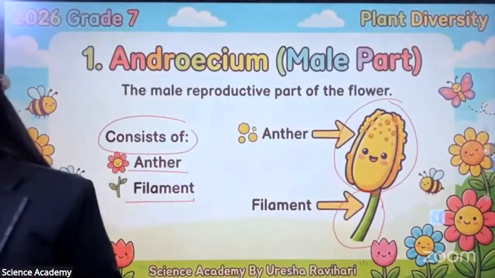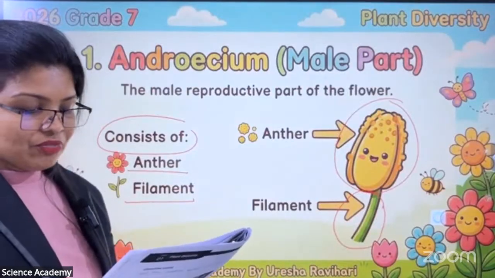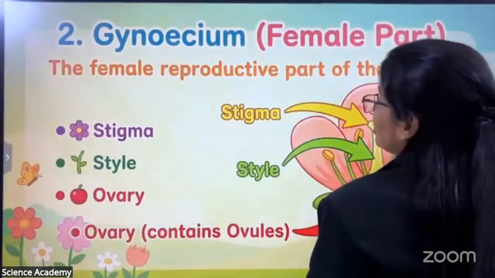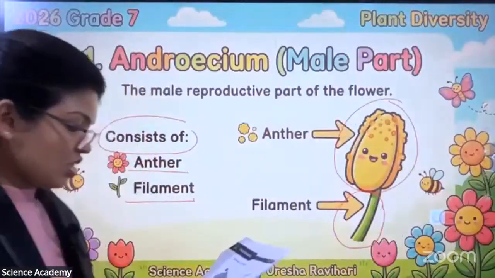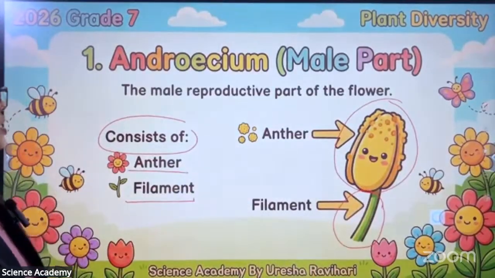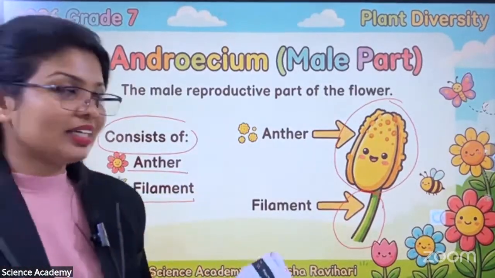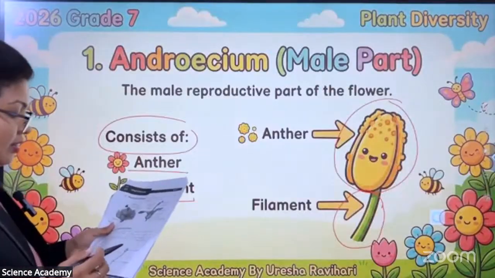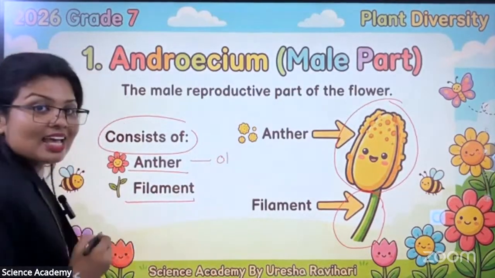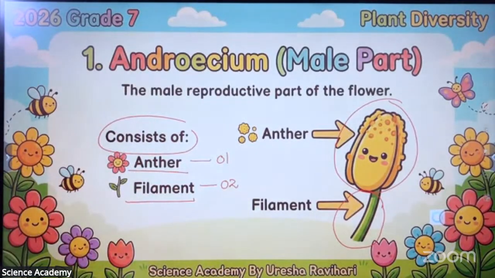Children, under the androecium I have given spaces. You can write down androecium and write the parts of that androecium. First part is anther. Second part is filament. I have put the numbers.